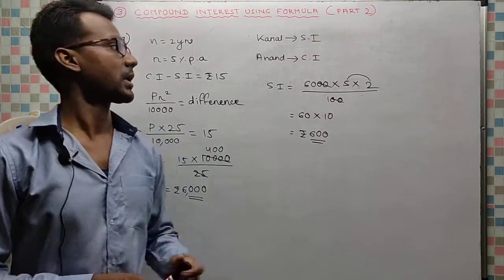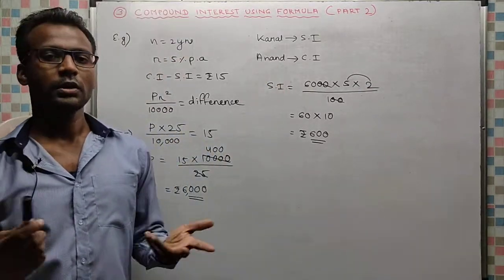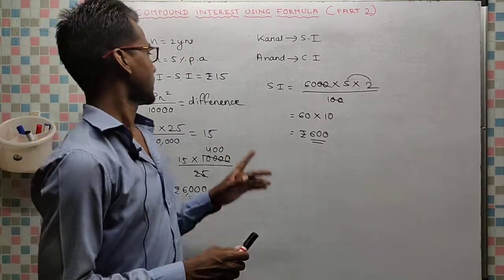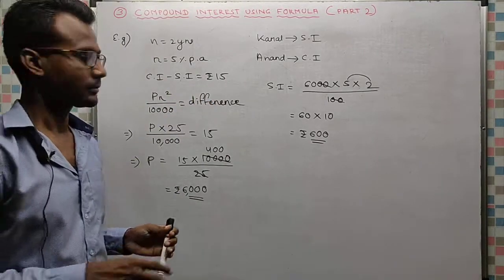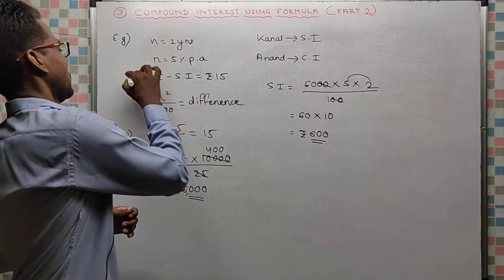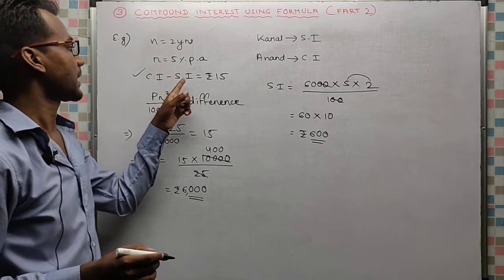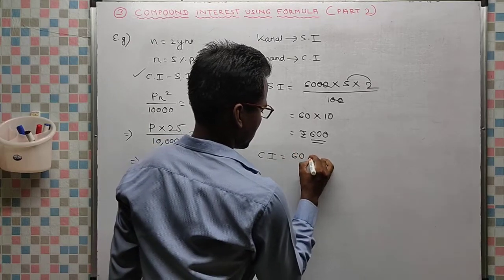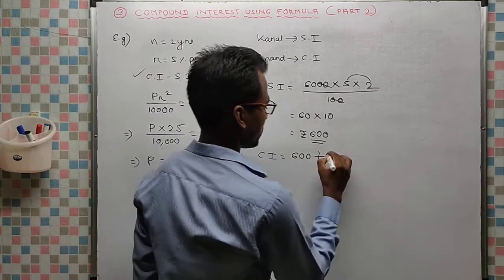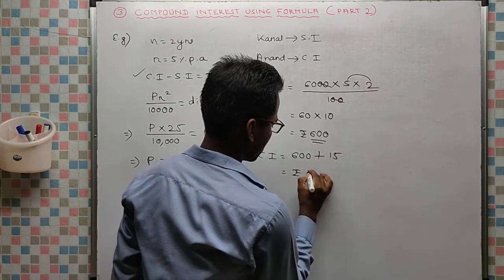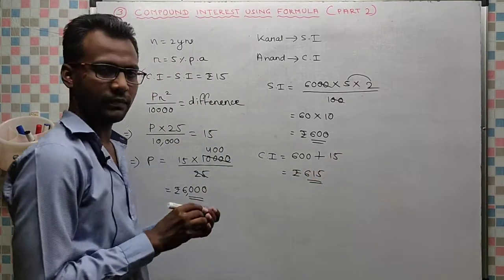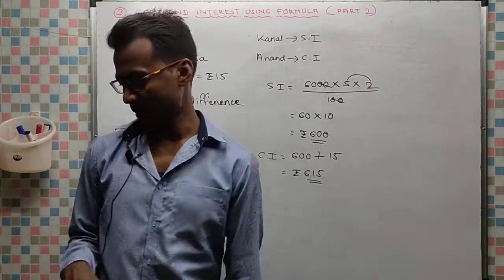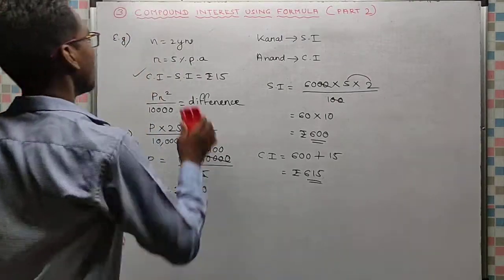Now the interest received by Anand is compound interest. You can use the formula and calculate the amount, then the compound interest, but you don't need to because you know that CI minus SI is rupees 15. See this one? So definitely CI will be SI plus 15. SI is 600 rupees, plus 15, which is rupees 615. So the amount of interest that Anand will get is rupees 615. So this is one more example.